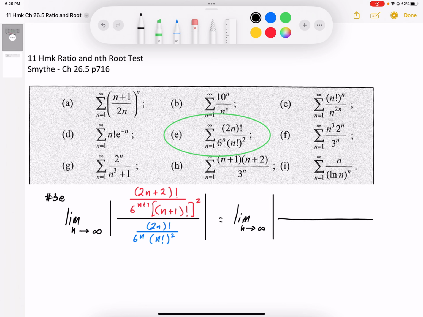Just going to put this in one fraction. So we're going to start with the 2n plus 2 factorial, and I'm going to group that with the 2n factorial. So it's going to look like this: 2n plus 2, 2n plus 1, and then 2n factorial. So that's going to be the same as that term. I'm going to group this in green here.